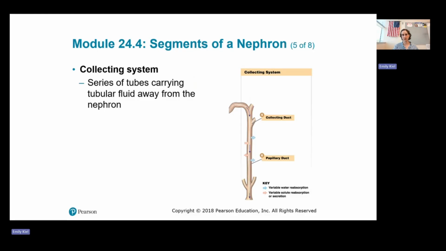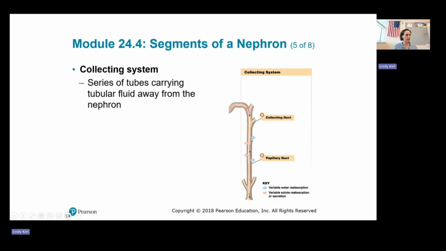So next segment is our collecting system. This is not technically a part of the nephron, but it's the tubes that are going to carry the tubular fluid away from the nephron. And it's going to drain multiple nephrons. So you can see this one is draining the nephron we just saw on the last slide, but we've also got multiple nephrons draining here.